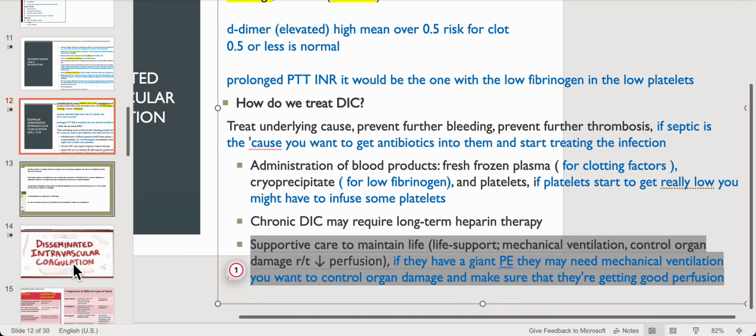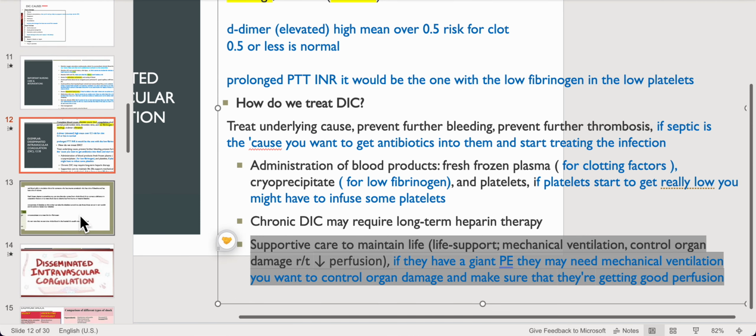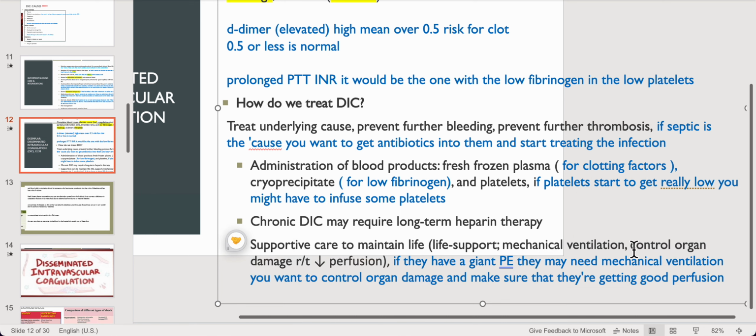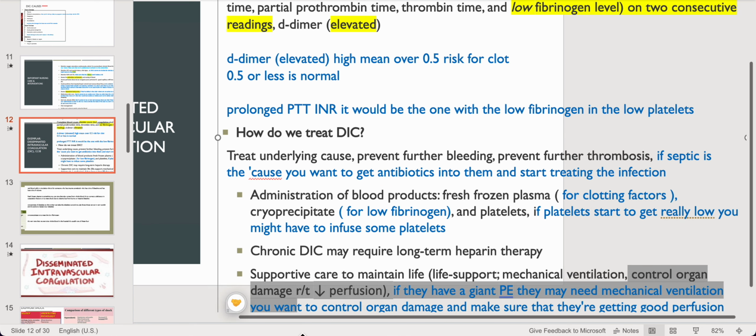Supportive care to maintain life support, mechanical ventilation, control organ damage, and decreased perfusion. If they have a giant PE, they may need mechanical ventilation. You want to control organ damage and make sure that they're getting good perfusion.